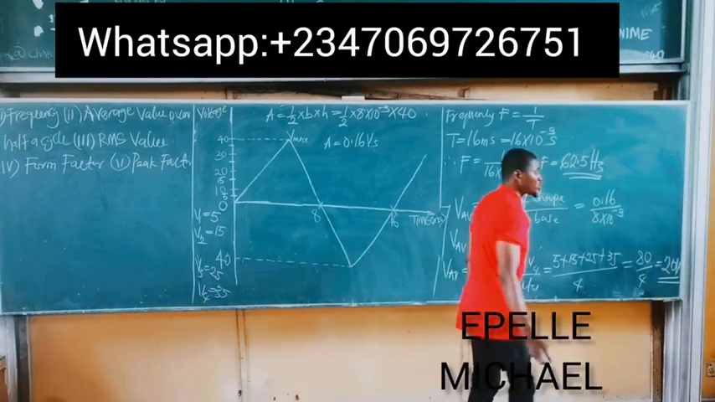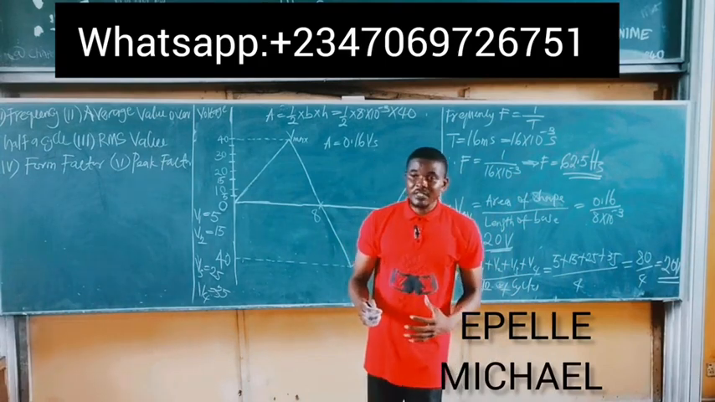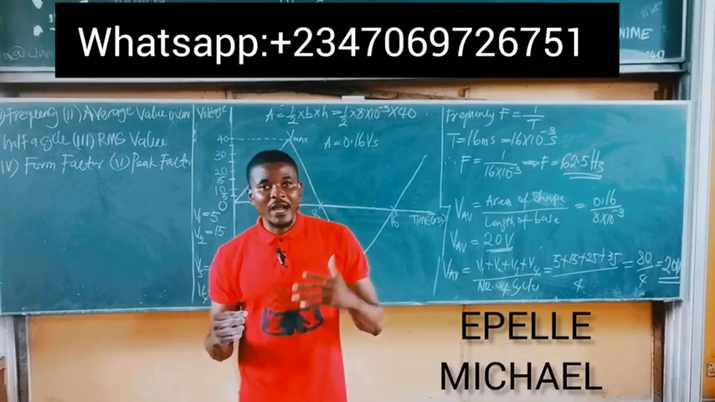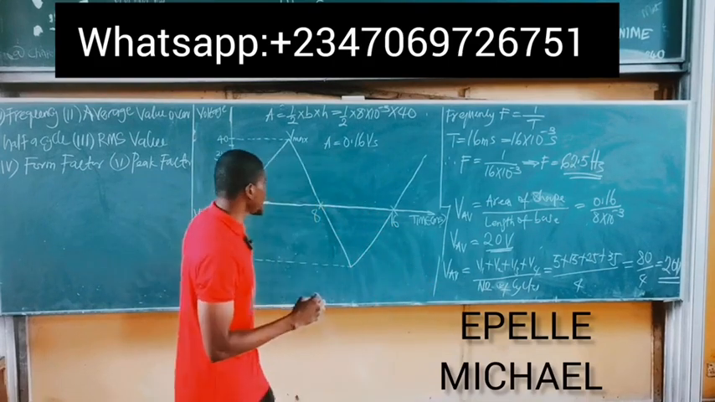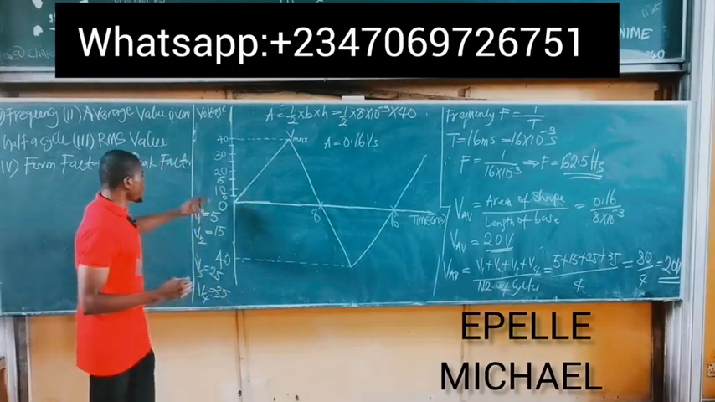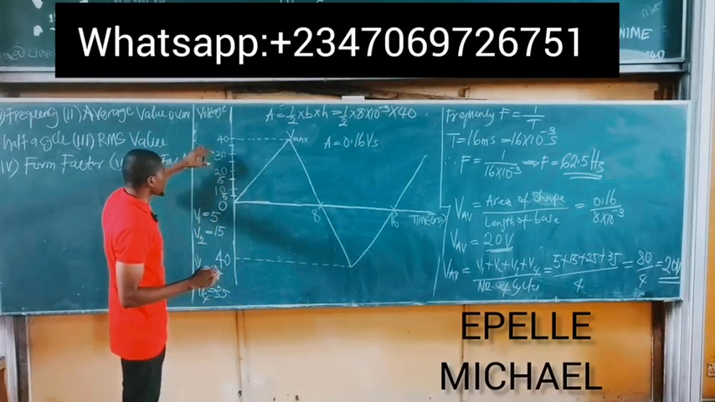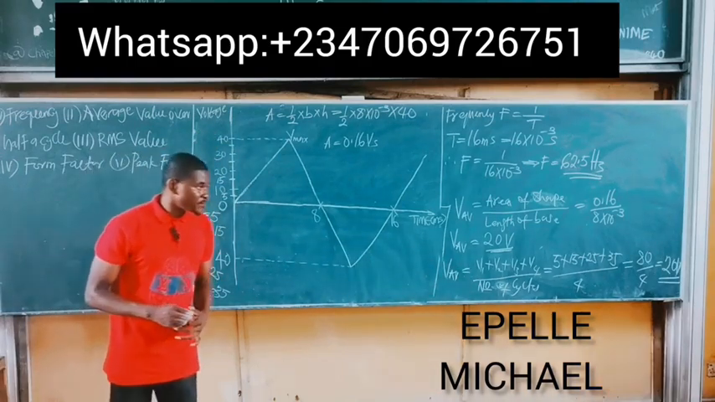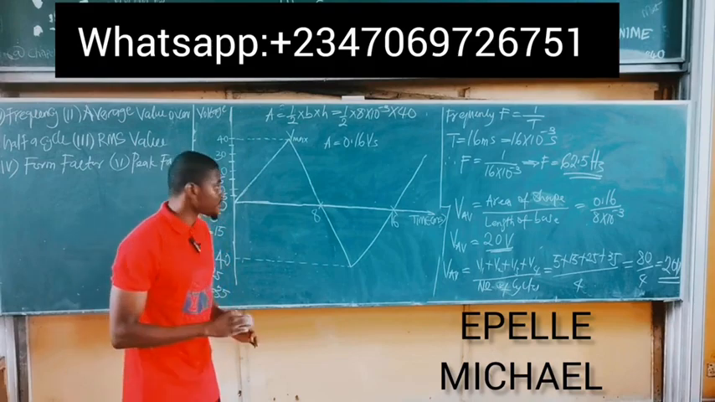So that's the second approach to finding the average value. Simply get the mid ordinate values, sum them up, and divide by the total number of cycles. In this case, the total number of cycles is 4, from 10 to 20 to 30 to 40. Okay, so that's average value done and dusted.